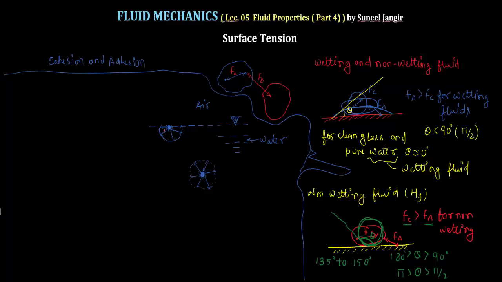So this molecule has no other molecule of water above it. That's why this molecule is not in an equilibrium state. The molecules below it or around it will try to pull this molecule into the interior of the fluid mass. Right. Similarly, any other molecules lying on this surface feel the same pulling force into the interior of the fluid mass.